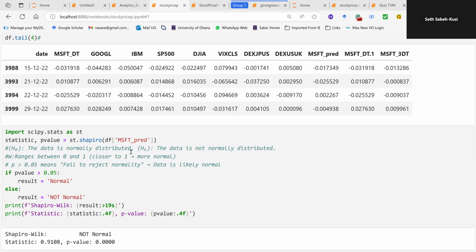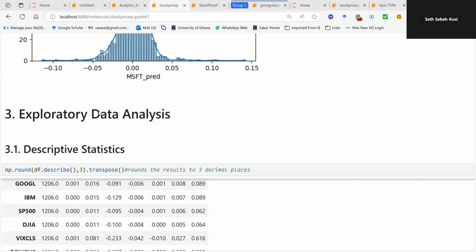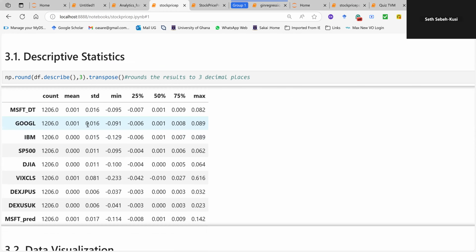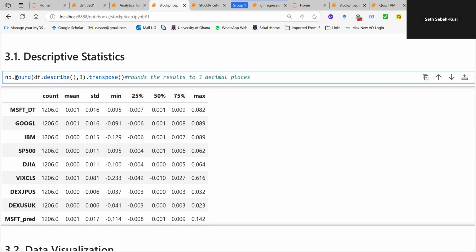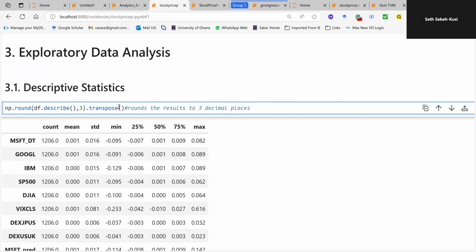All right, so showing the data, after showing the histogram, which of course depicts the same thing as before, we are now ready to do the exploratory data analysis. Now watch it carefully. To describe the data, I am rounding the data to 3 decimal places here. And I'm transposing. You can sometimes use just the letter T, but I've written transpose. So you can transpose the data so that it shows vertically instead of horizontally. Okay, so let's do that.